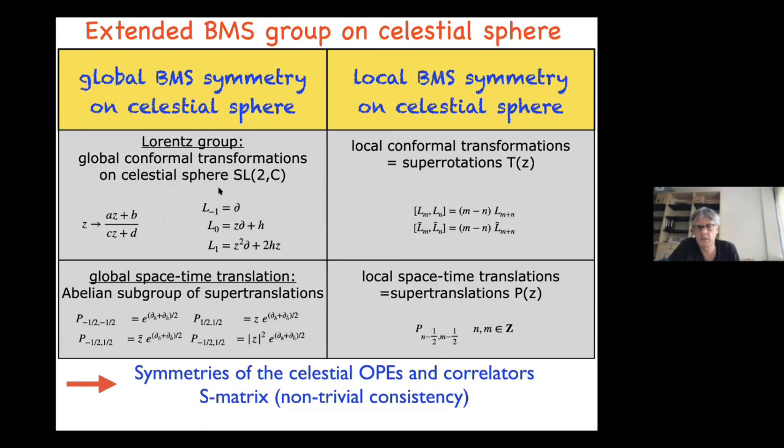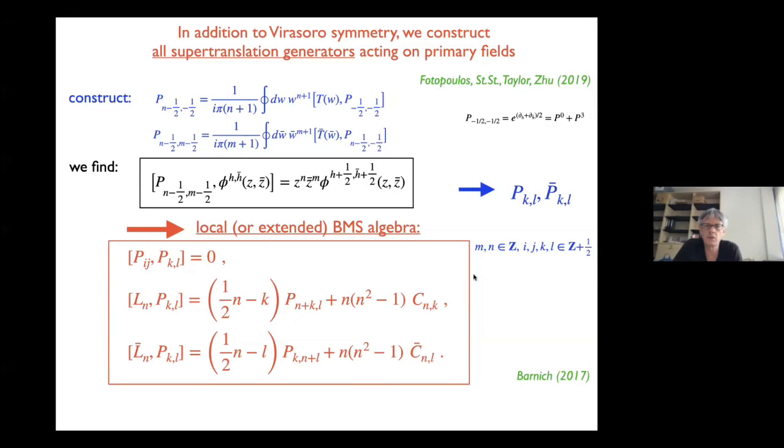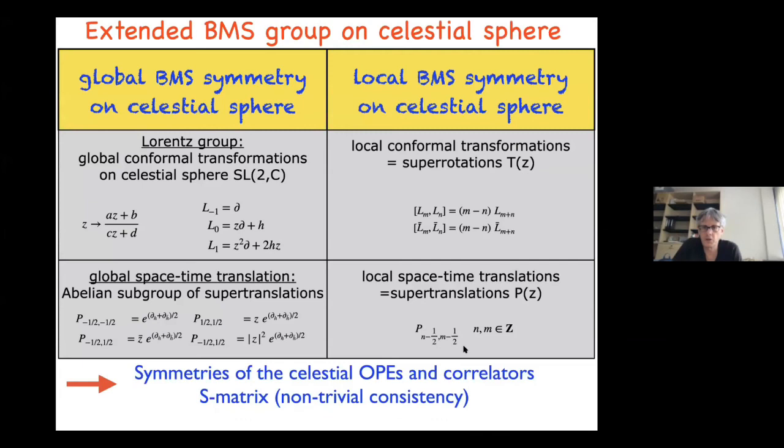and Sachs. But then with our full Virasoro algebra, we have not only the global conformal transformations, but all Virasoro generators, which fulfill this Virasoro algebra at central charge equal to zero, and they give all local conformal transformations, or superrotations. And as I have shown you before, we also have a whole set of modes for P. These are these P's here, which go into this extended BMS algebra. And so this all gives the BMS algebra.